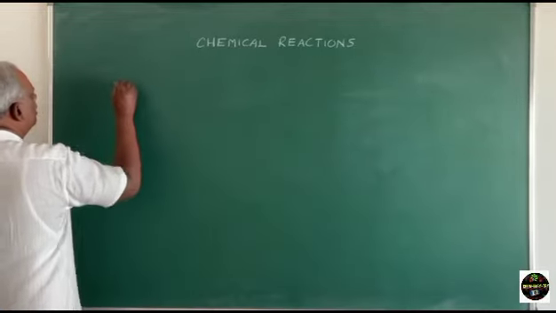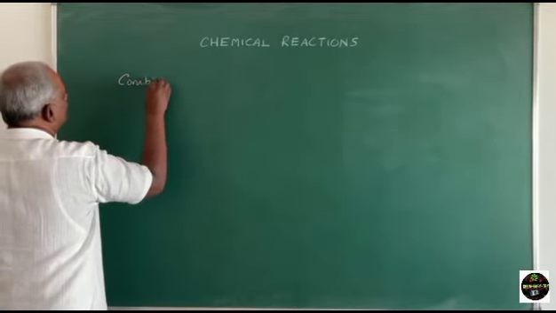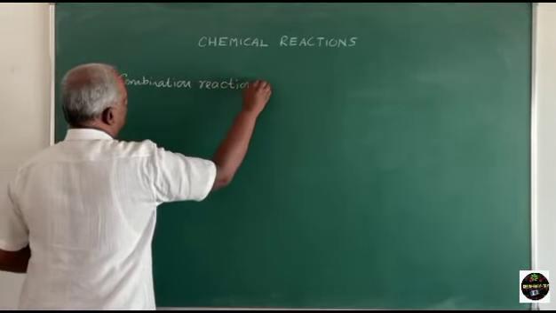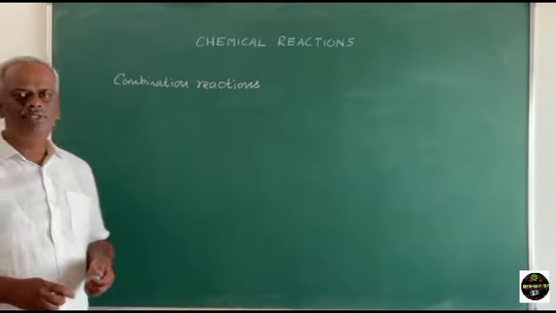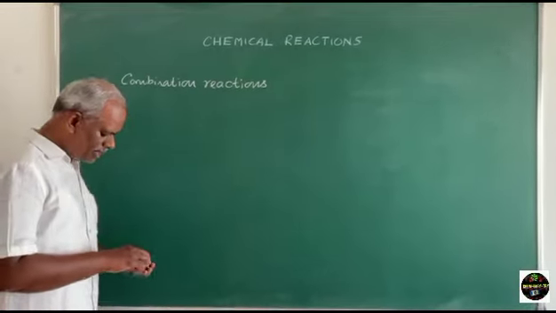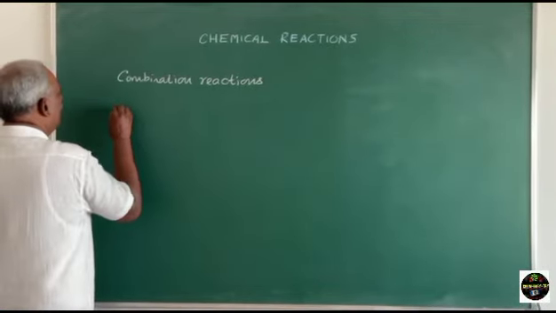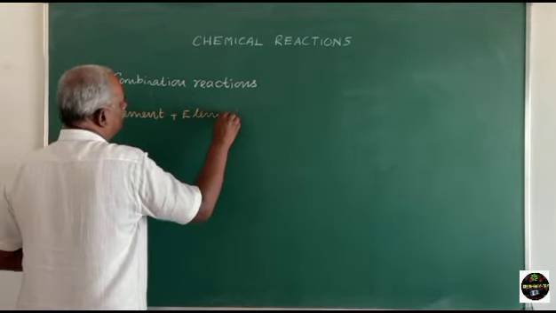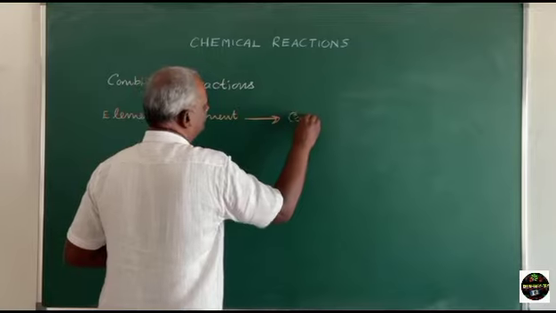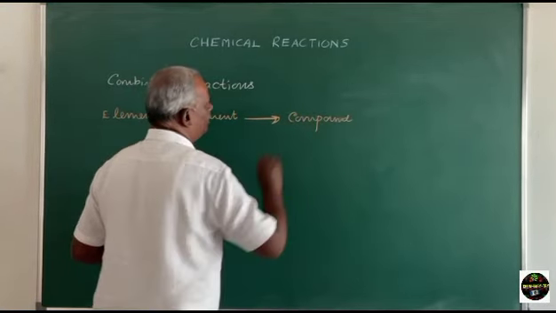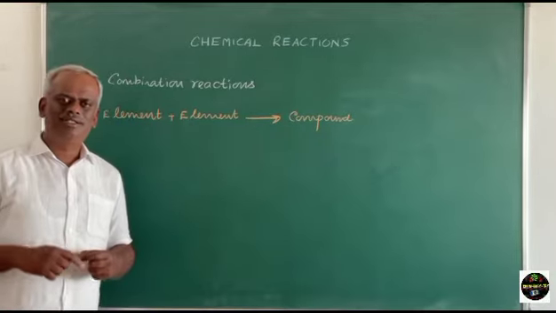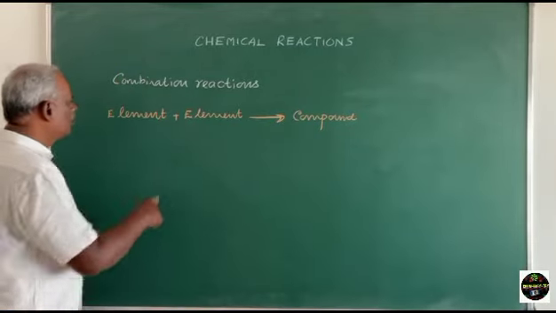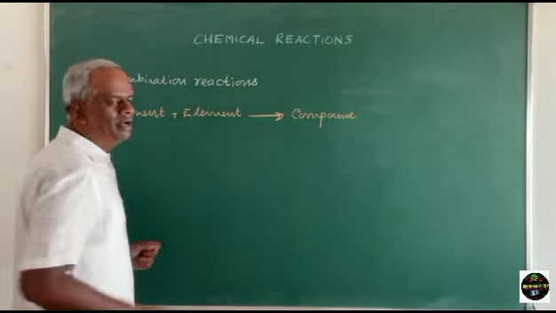The first will be combination reactions. What are called combination reactions? An element can combine with another element to form a compound, which means more than one reactant can combine with each other to form a single product. This is category 1. One element is combining with another element to form a compound.